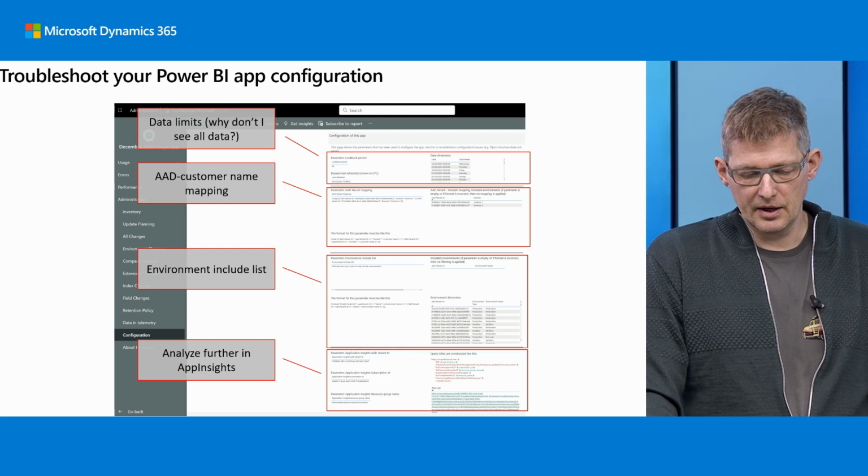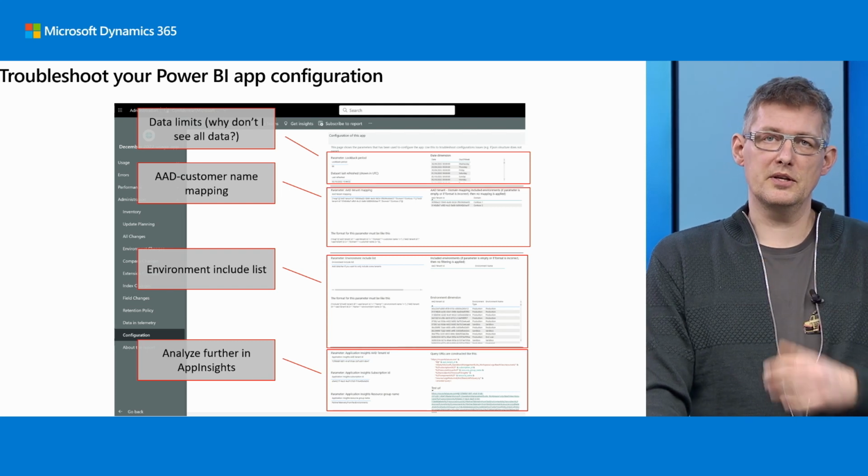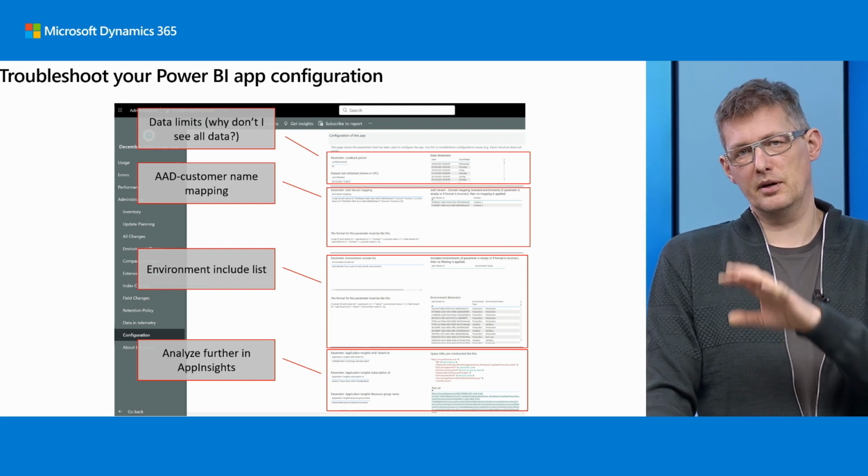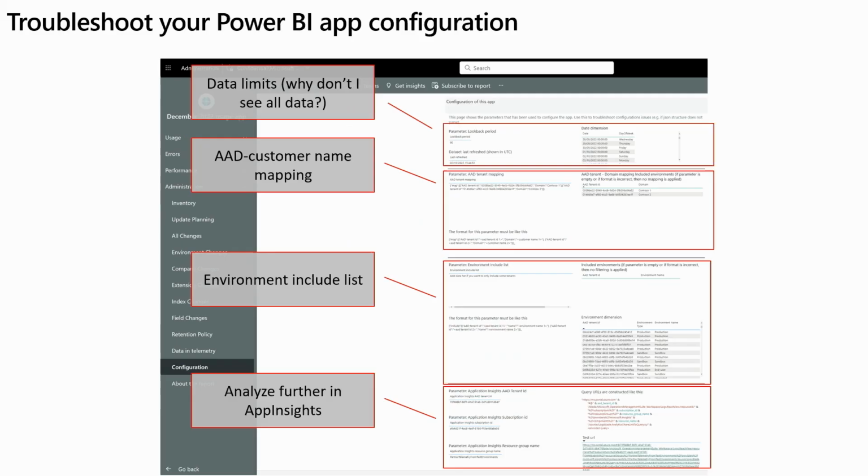And then finally, you can troubleshoot all of these Power BI app configurations with the admin report. This is also new, so that you can see if we set a filter on environments, what environments are actually included and so on. So you can have a report on the report, very meta.